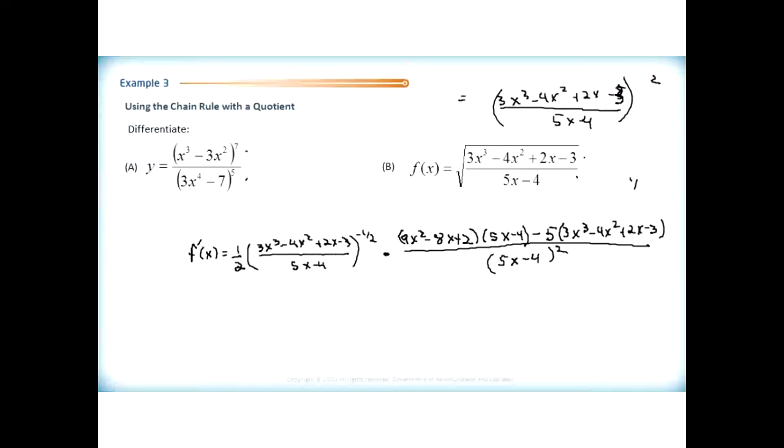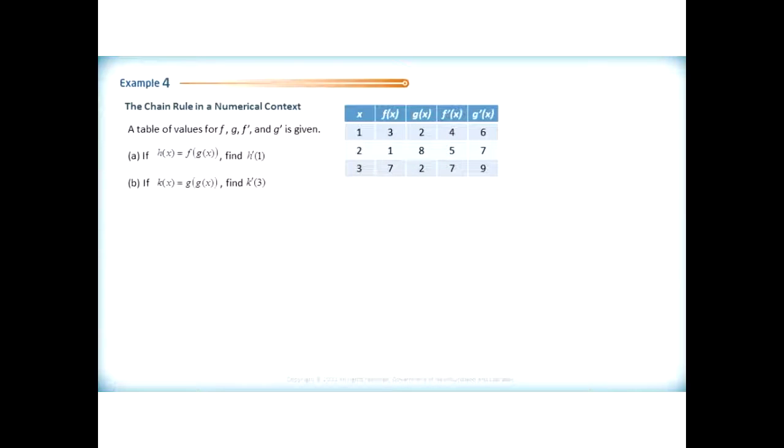And again, this time I'm going to leave the simplification out of it because I just want you to see the structure of the derivative. The simplification bit is just algebra. Okay? So let's jump on to one more example here, and it says the chain rule in a numerical context.